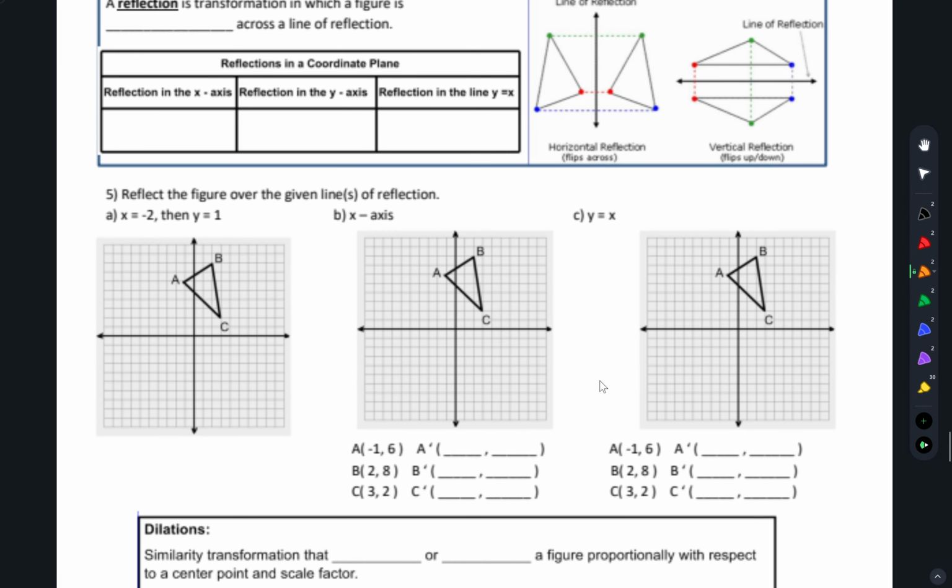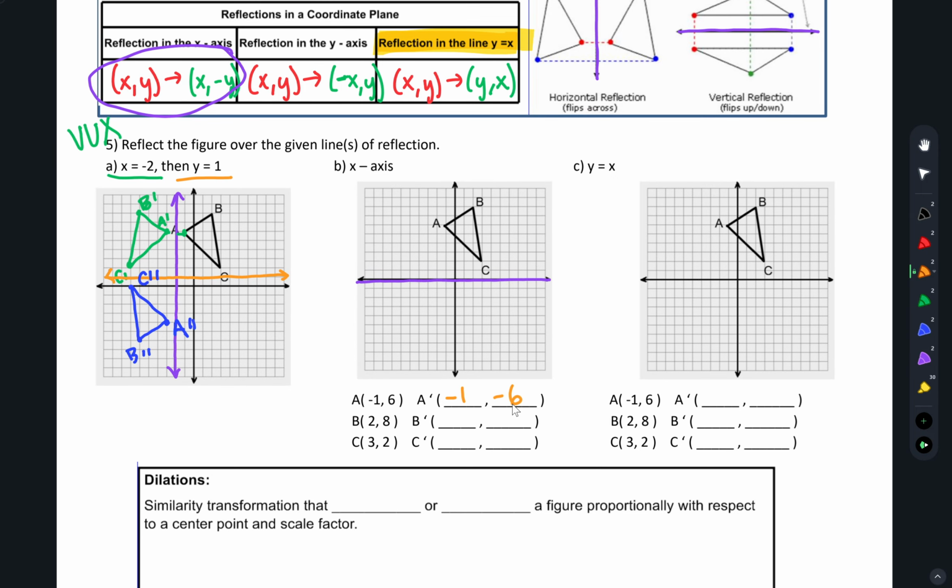So for A prime here, I know that my point will be at -1, -6. B prime will be found at 2, -8. And C prime will be found at 3, -2. And I can check that by graphing it. It should look correct. 3, -2. 1, -6. And 2, -8. And there's my shape. Oh, sorry, this one is in the wrong spot. -1, -6.